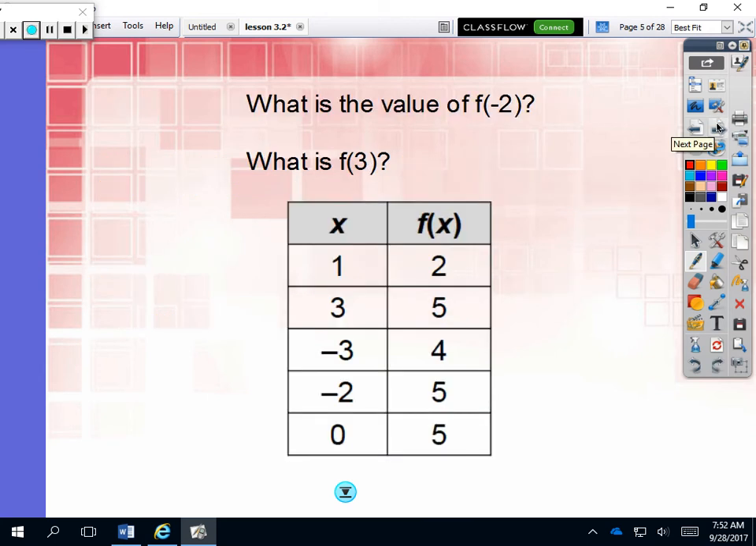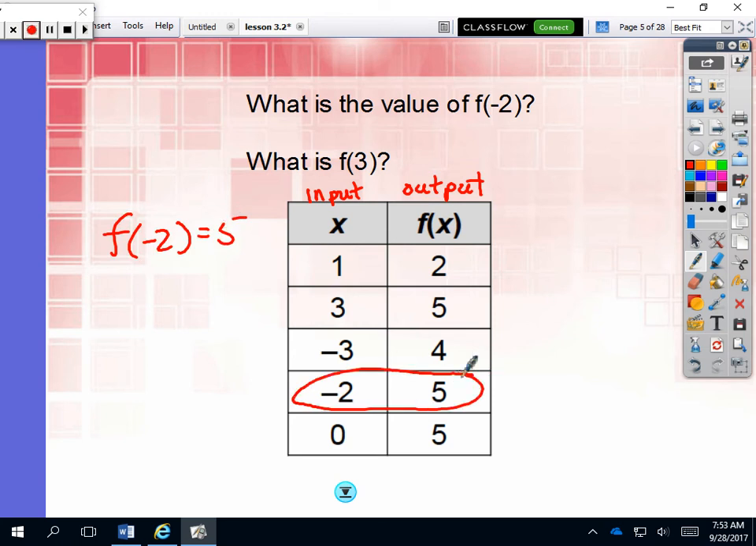So let's put that set of values in a table. This is not invertible because we have repeats in the f of x column, our output column. Remember, this is input, output. But I can interpret the value of the function at a certain x from the table, because if x is -2, I know y, or f of x, is 5. So f of -2 is 5. And then f of 3, I go up here, and f of 3 is also 5.